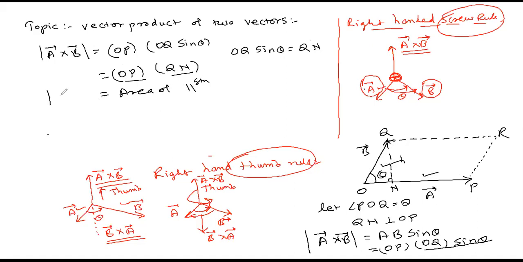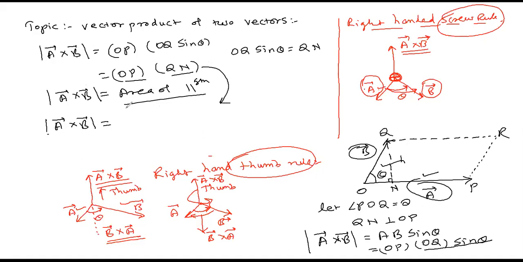So the magnitude of vector A cross vector B is equal to the area of the parallelogram. Thus, the magnitude of the vector product of two vectors is equal to the area of the parallelogram formed by the two vectors as its adjacent sides. Again, you can write here the magnitude of the cross product of two vectors is equal to, I will do an adjustment here.